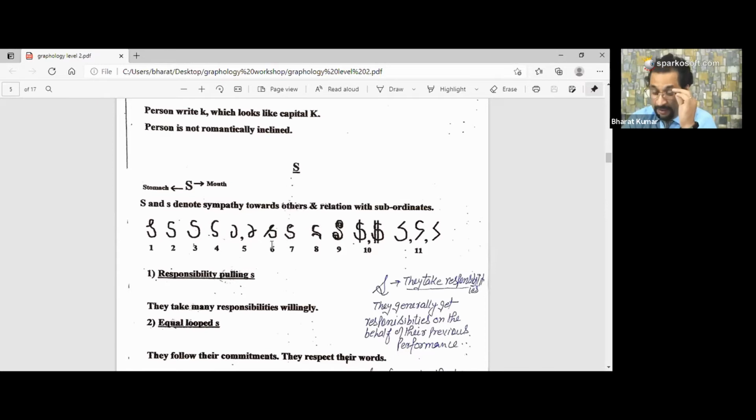And you can check cracks in the writing also. The writing is having cracks. So the person is suffering with stress.